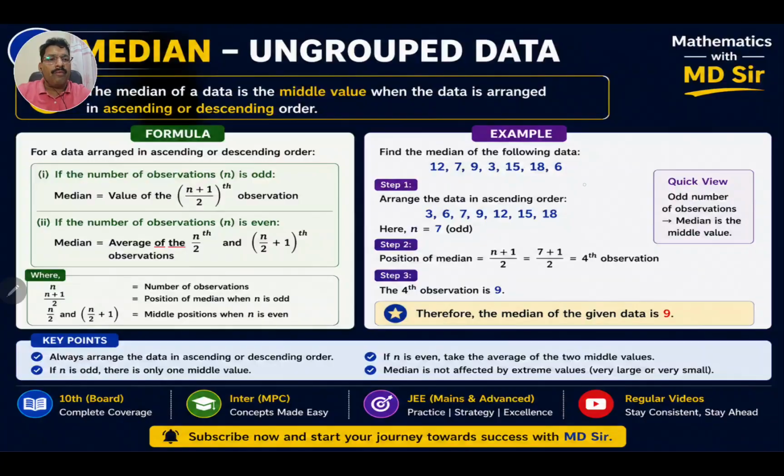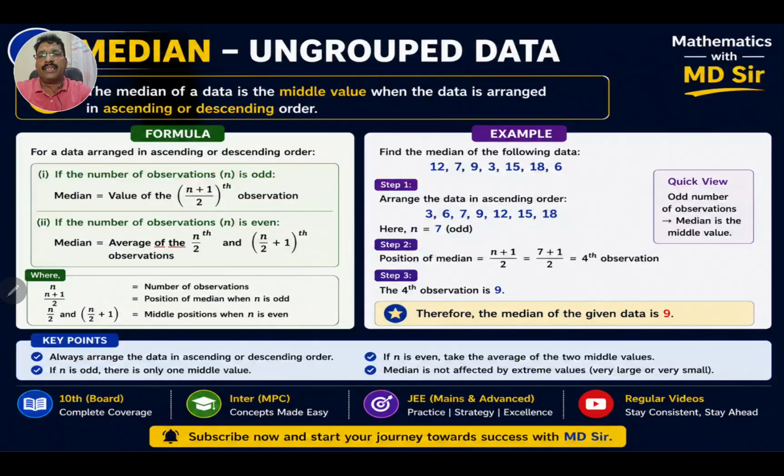Find the median of the following data: 12, 7, 9, 3, 15, 18, 6. Arrange the data in ascending order or increasing order. See, 3, 6, 7, 9, 12, 15, 18. Out of these, which one is the middle value? 9 is the middle value. Total 7 observations are given, an odd number. So only one middle value is there. That observation is called median. Suppose an even number of observations are given, then two observations will be there in the middle. You have to take the average of the two observations.